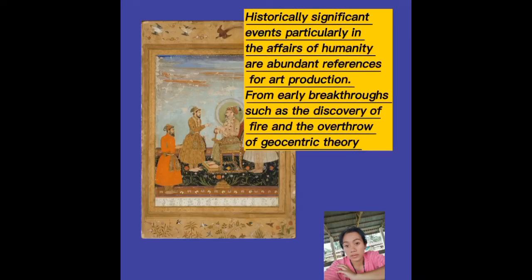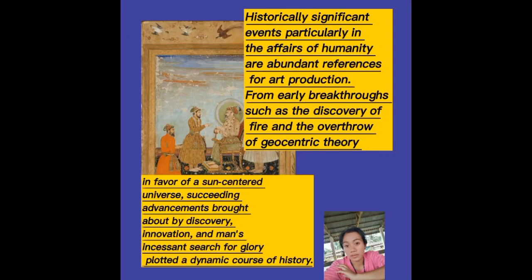Next is the Shah Jahan painting. Historically significant events, particularly in the affairs of humanity, are abundant references for art production. From early breakthroughs such as the discovery of fire and the overthrow of the geocentric theory in favor of a sun-centered universe, succeeding advancements brought about by discovery, innovation, and man's incessant search for glory plotted the dynamic course of history.